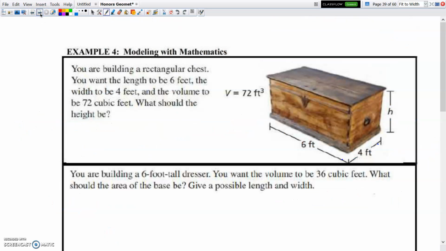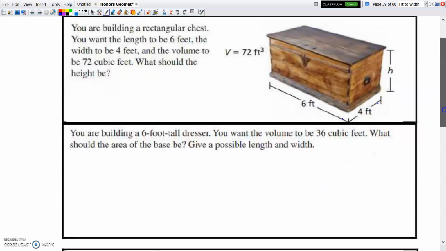Now what we're going to do is just a little bit of filling in the blanks. So we're building a rectangular chest. We want the length to be 6 feet, the width to be 4, and the volume to be 72 cubic feet. What should that height be? So this is my unknown.